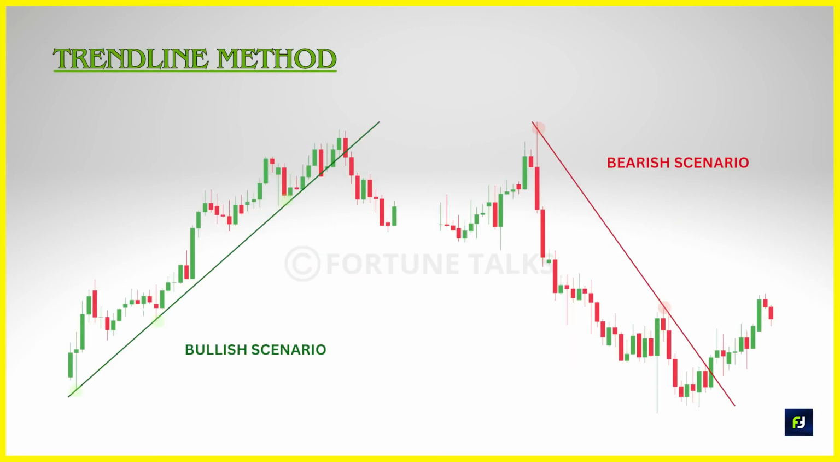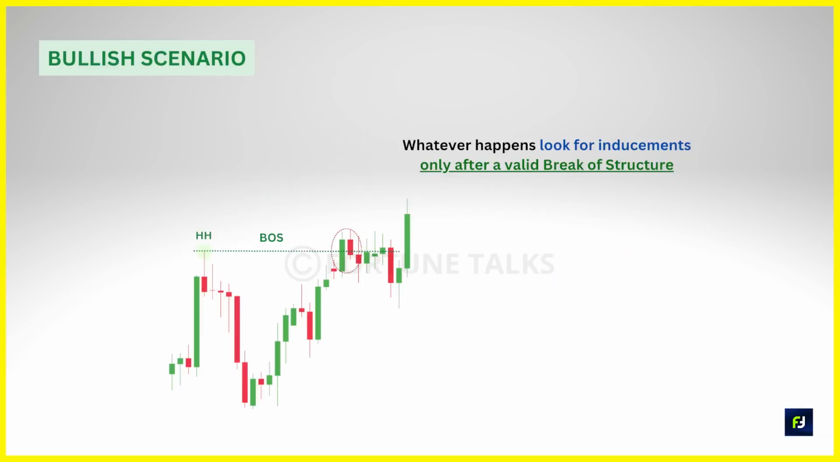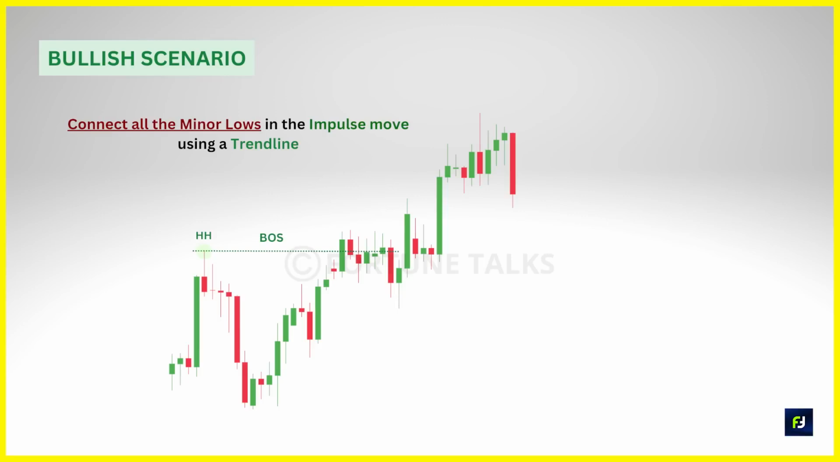Now let's talk about the second method of identifying and marking inducements, which is by using trend lines. The idea is very simple. Let us consider a bullish market scenario. Keep in mind, whatever happens, we will look for inducements only after a valid break of structure. Here you can see how the price breaks and closes above the previous higher high, thereby forming a valid bullish break of structure. Then the market moved higher.